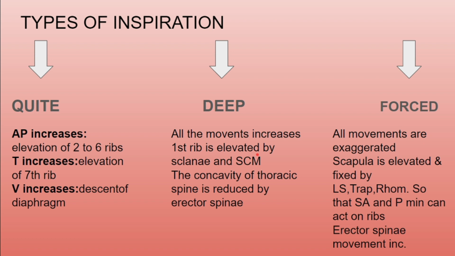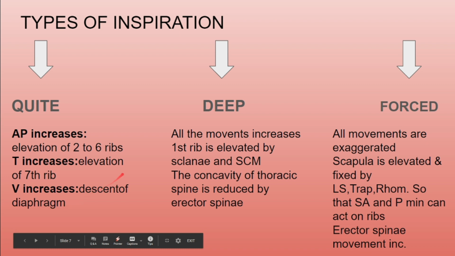We have mainly three types of inspiration: quiet, deep and forceful. In quiet inspiration, all three diameters should increase: anterior-posterior, transverse and vertical. For the increment in the anterior-posterior diameter, there is elevation of the second to sixth ribs. To increase the transverse diameter, there is elevation of the seventh rib, while to increase the vertical diameter, of course, there is descent of the diaphragm.